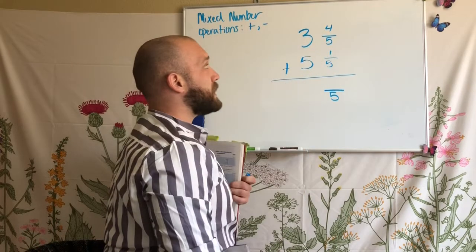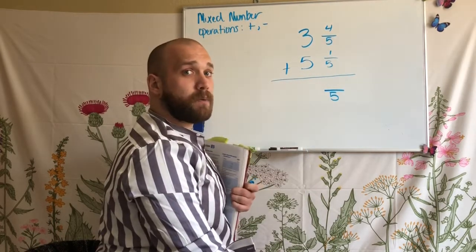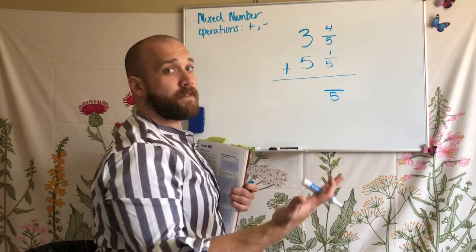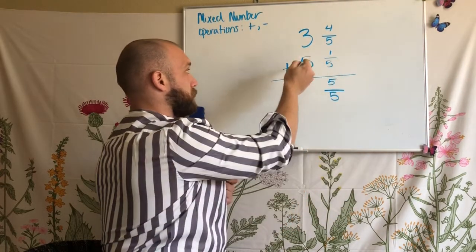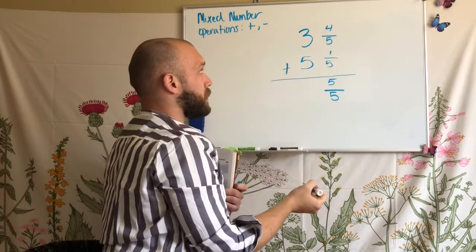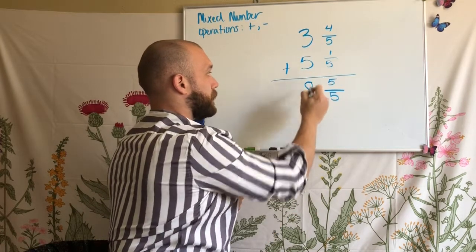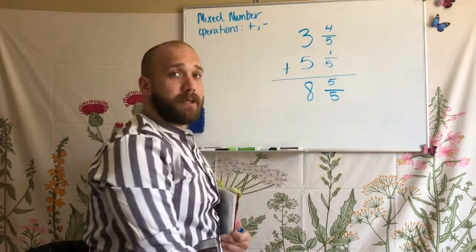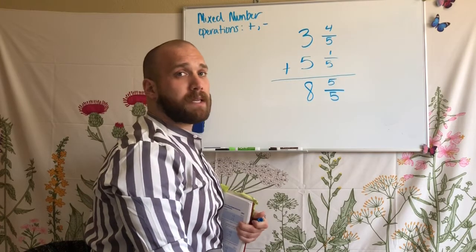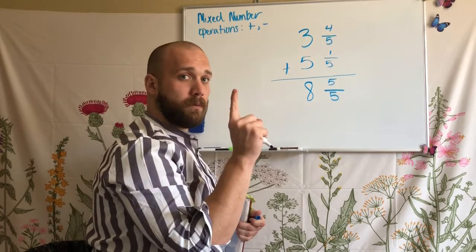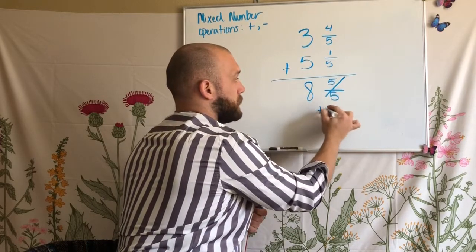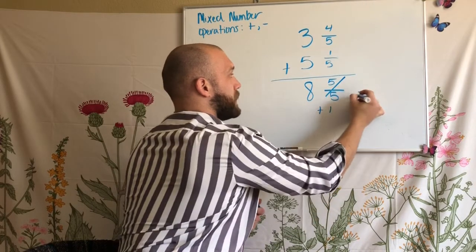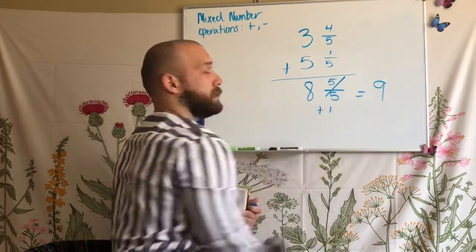Next up, let's add the numerators of our fractions. What's 4 plus 1? 5. Now moving on, we have 5 plus 3 is 8. Notice we have a whole fraction, 5 over 5. And what does that equal? 1. So I can cross that out and say this is going to be plus 1 now, giving me the answer 9.